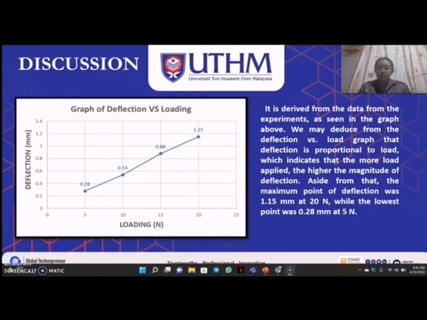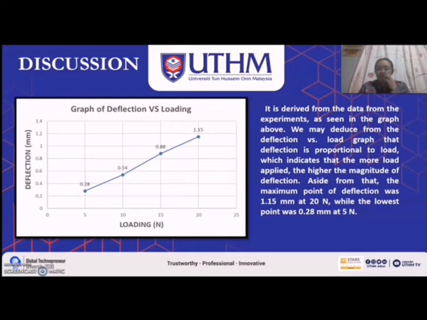So today I will do the discussion part of this experiment. In this discussion, we will derive about 3 graphs that we obtained from the experiment. The first graph that we obtained is deflection versus loading. From this graph, we may deduce that the deflection is directly proportional with load. As the load is increased, the deflection also increased. The maximum point of deflection was at 1.15 mm, which is at 20 Newton, while the lowest point is at 0.28 mm at 5 Newton.